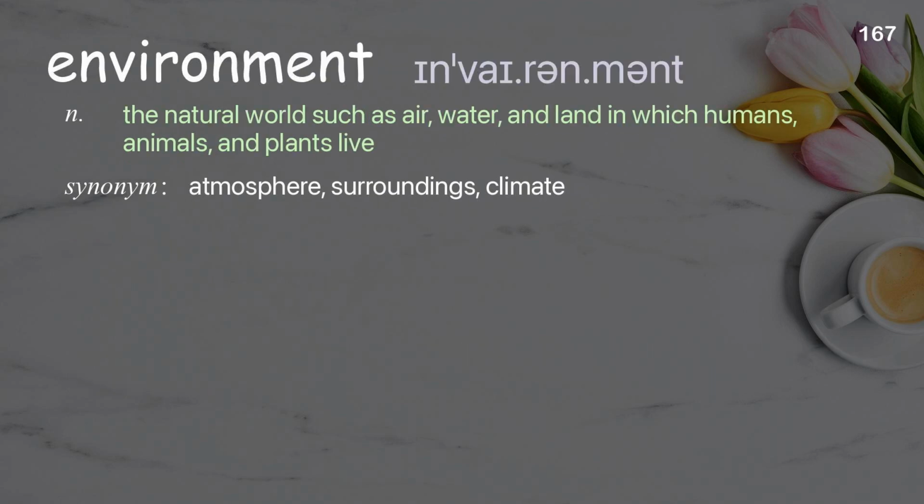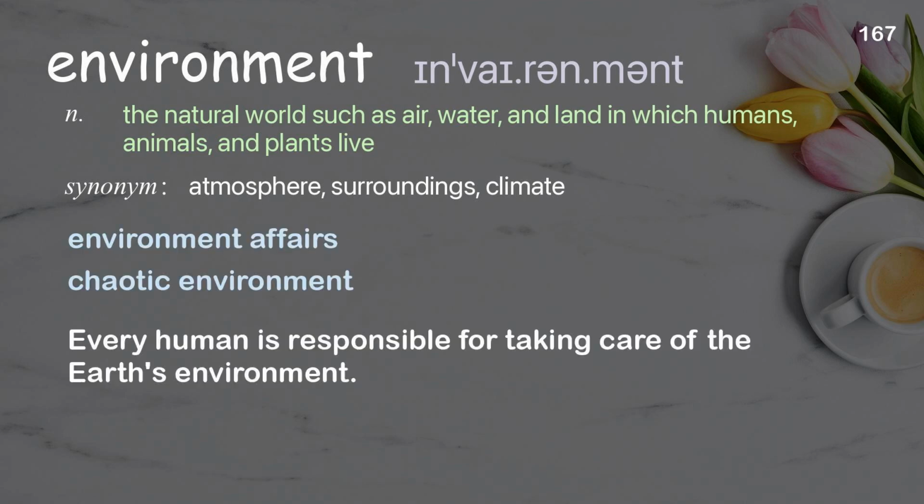Environment. The natural world such as air, water, and land in which humans, animals, and plants live. Examples: environment affairs. Chaotic environment. Every human is responsible for taking care of the Earth's environment.